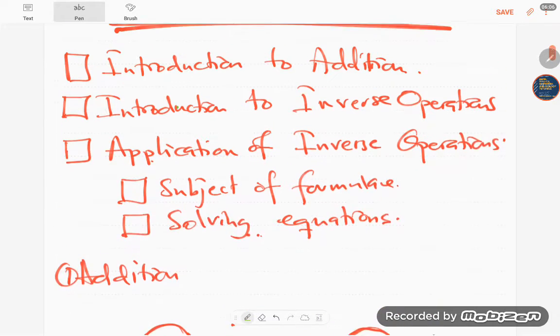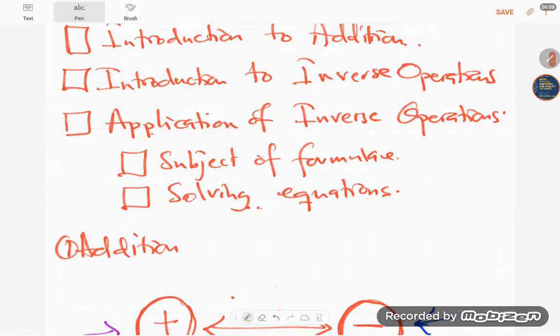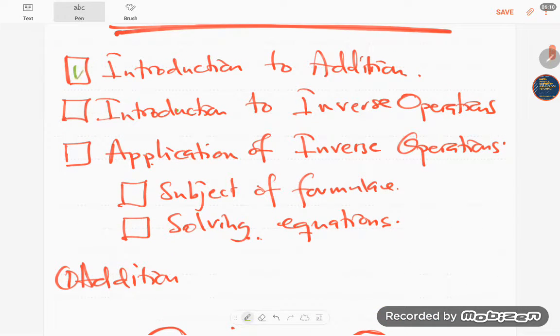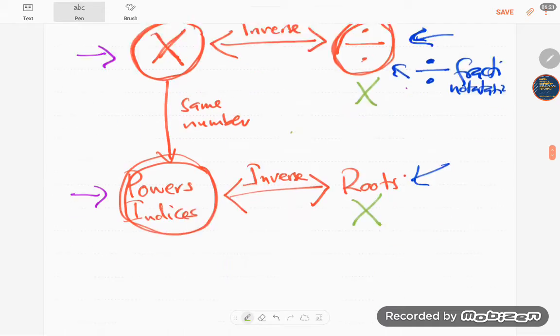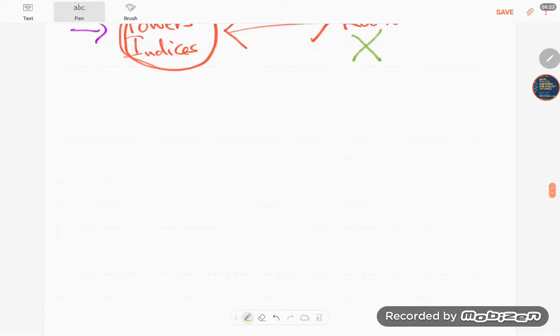Okay, where are we going to use those? We want to look at the application. So we're done with the introduction of addition, and we're done with the introduction to inverse operations. Now we want to see where the application of the inverse operations comes in, particularly when it comes to the subject of the formula. Okay, but let me just begin with something quite basic.